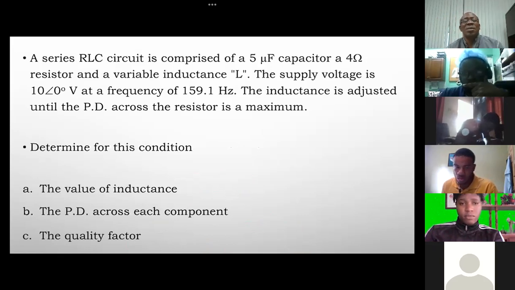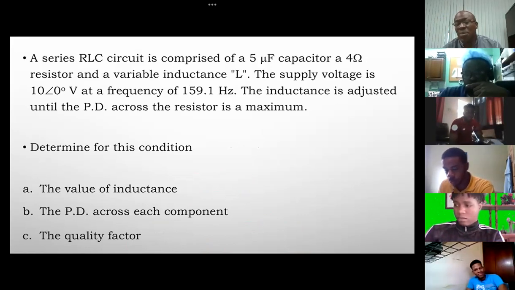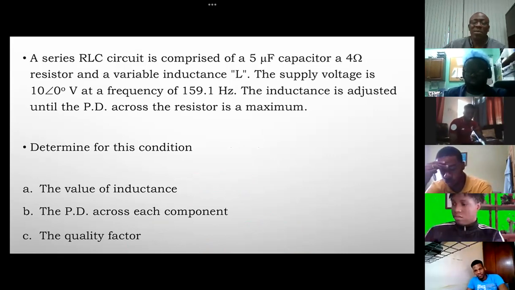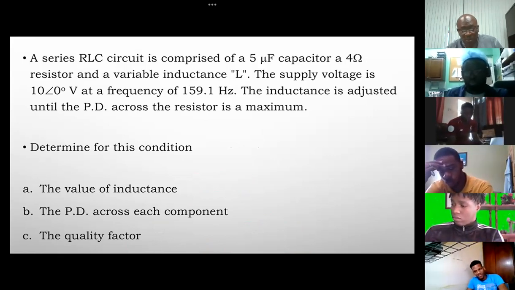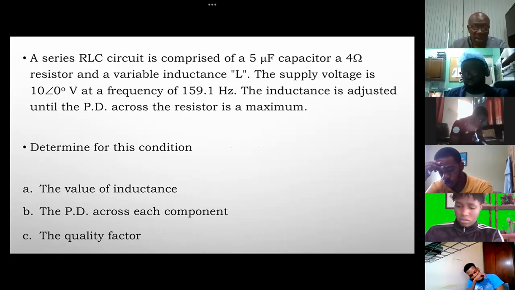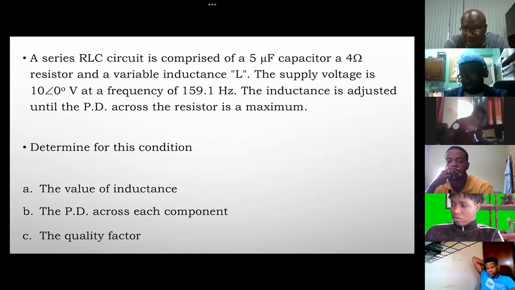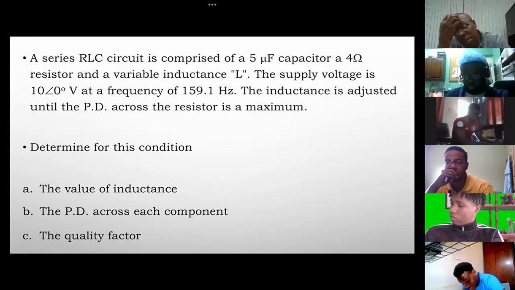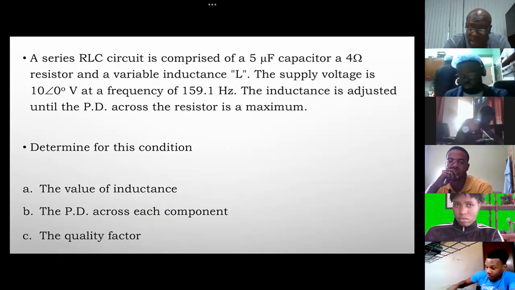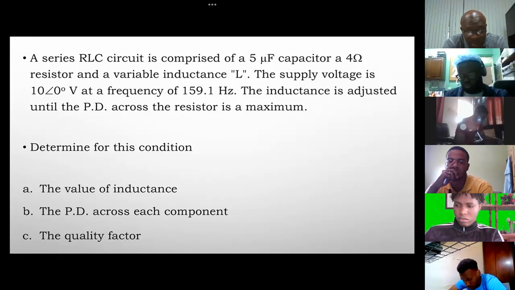So this question is in your lecture notes. So I'm not gonna pause and wait for you to write this down. We're just going to get straight into the question. All right, so we have a series RLC circuit, has a 5 microfarad capacitor, 4 ohm resistor, and a variable inductance. Now, practically, the variable inductance will not exist, but for the purpose of the question, we just put it in. Right? The supplied voltage is 10 at angle 0 at a frequency of 159.1 hertz.